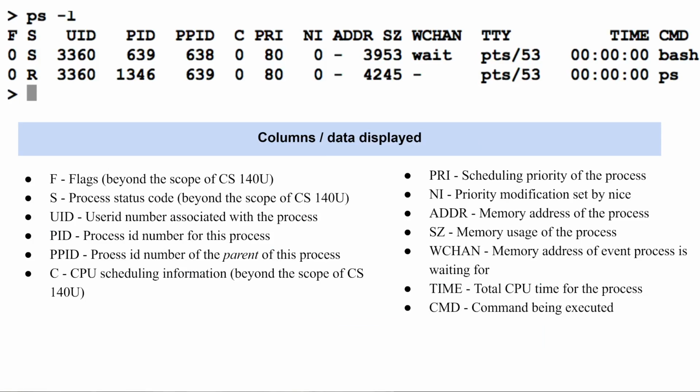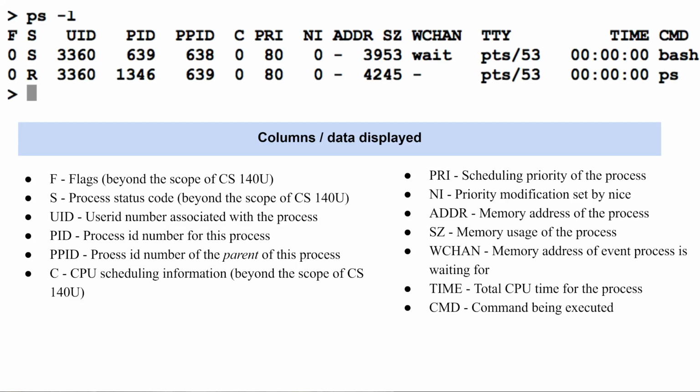The dash L will list the state. There's the state here, and any flags, right? So we saw the flags earlier. We saw the states and we saw the codes for the states. That's in your book. The user ID, the effective user ID of the process, the PID for the process, the parent PID for the process. C is the CPU scheduling information, not real important. Scheduling priority, right? So here's the priority for the process. It's 80 in this case.